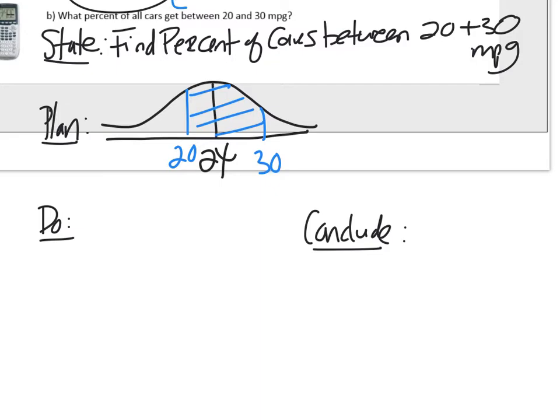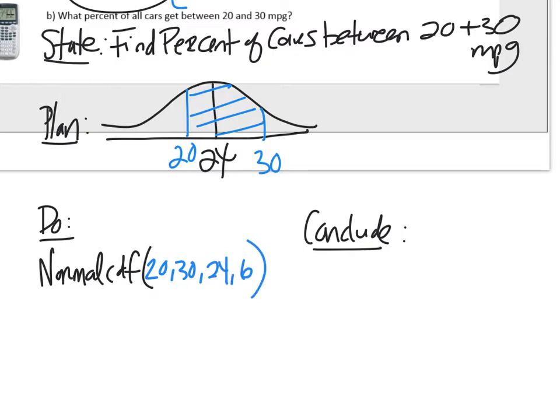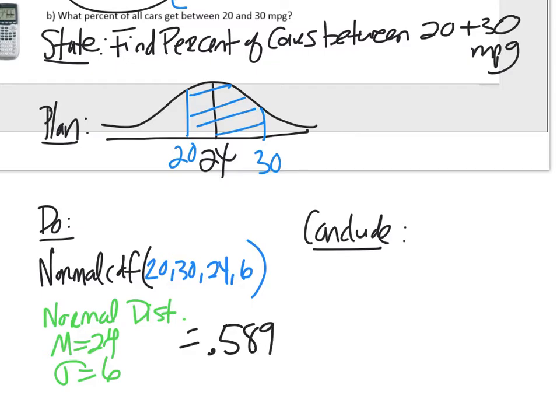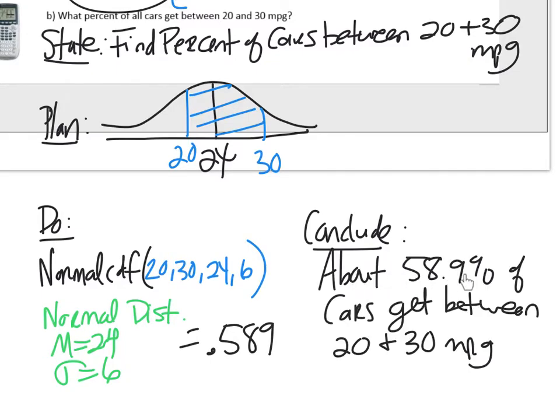To do it, all I'm going to do is my normal CDF. So as we fill that in, I'm just going to do 20 for my lower bound, 30 for my upper. I'm going to keep the mean and standard deviation at what they were. And then I'm just going to double check my calculator speak, and remember, say it's a normal distribution. I'm going to say the mean was 24 and the standard deviation was 6. When you put that in your calculator, we're going to get that the answer is 0.589. Now the conclusion is the last part, and all I need to say about that is something of this nature: that about 58.9% of cars get between 20 and 30 miles per gallon.